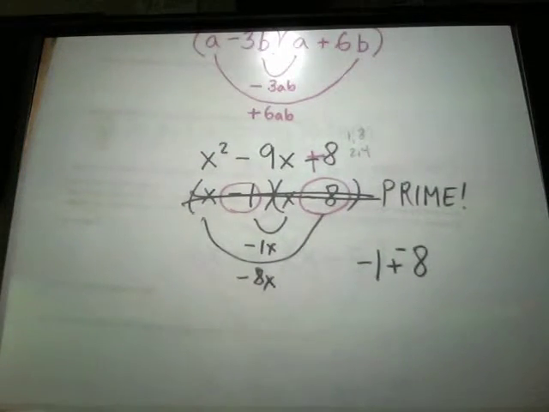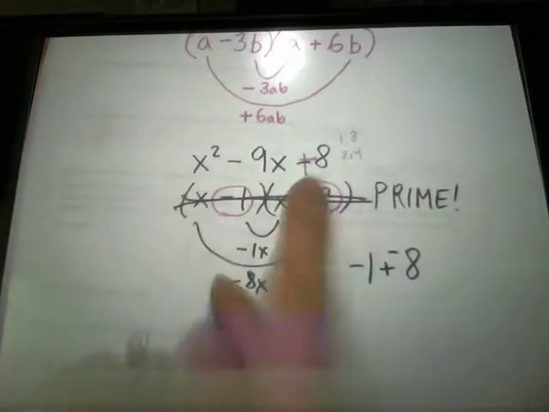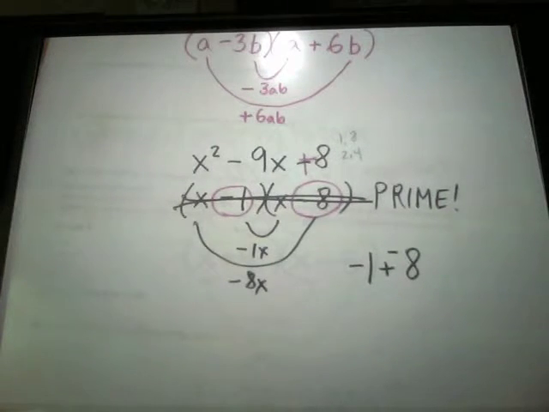It looks like it works because I can make a negative 9, but if I make a negative 9, I can't also make a negative 8. Okay, so just double check your last, check that L in FOIL to make sure you've got it correct.